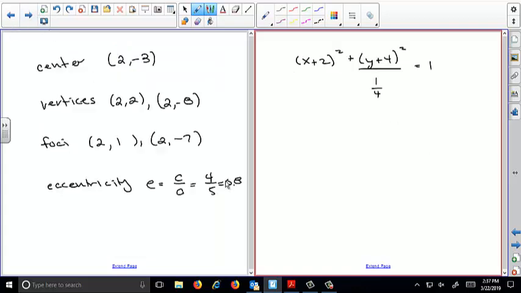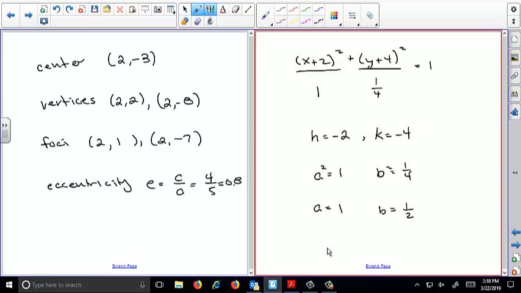Okay, we're going to do one more. It's already in standard form. Now, one thing you don't see is a denominator here, so you always assume it's 1, which it is. So in this case, h is equal to negative 2, because it's x minus h, so h has to be negative 2. k is equal to negative 4. a, this is the bigger one. Well, a squared is 1, so a is also 1. The square root of 1 is 1. b squared equals 1/4, so b is equal to 1/2.